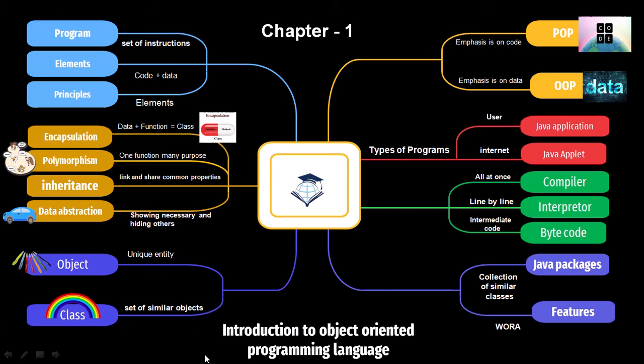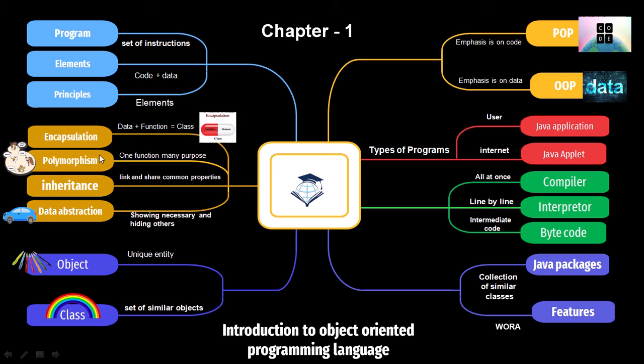So this is the Chapter 1 mind map, what you have to learn. It is all about introduction to object-oriented programming language. Please do go through the set of instructions. A program's elements are code plus data. The elements are otherwise called the principles of object-oriented programming.